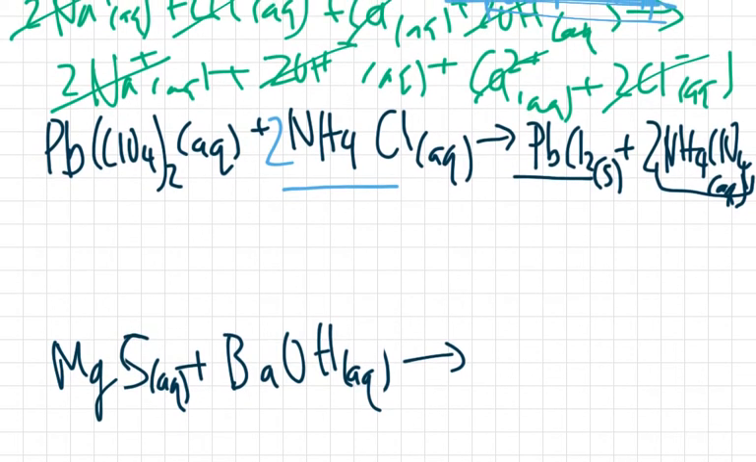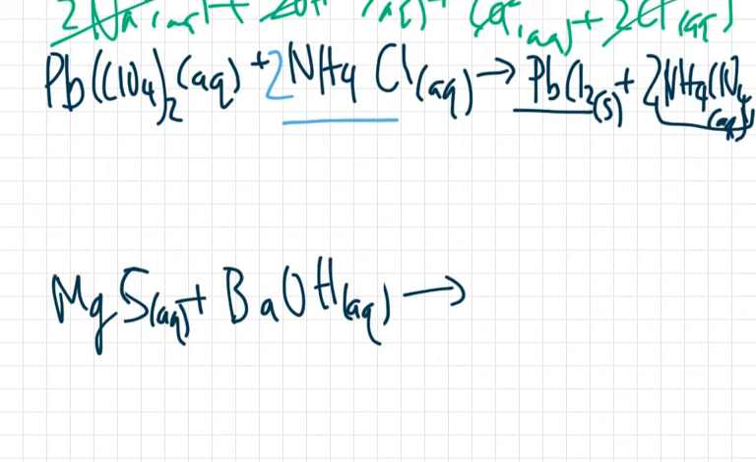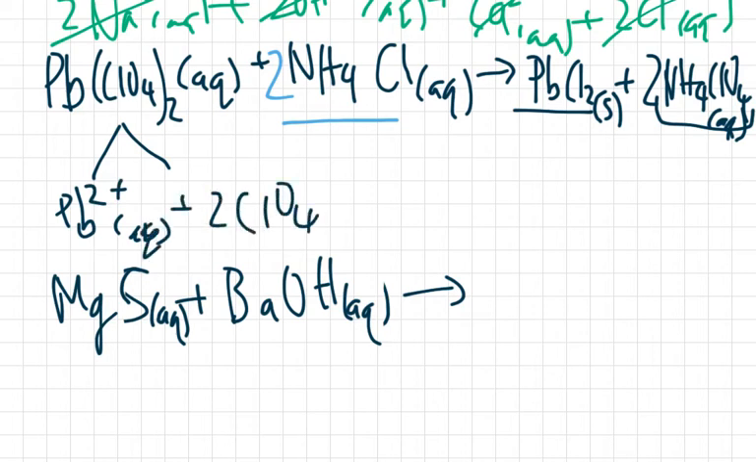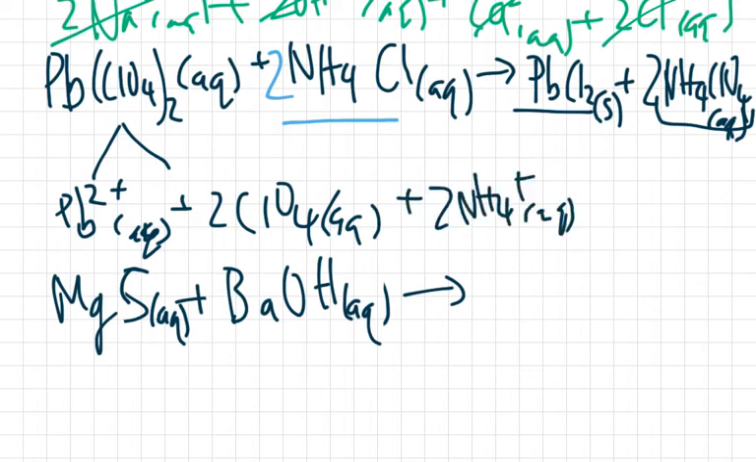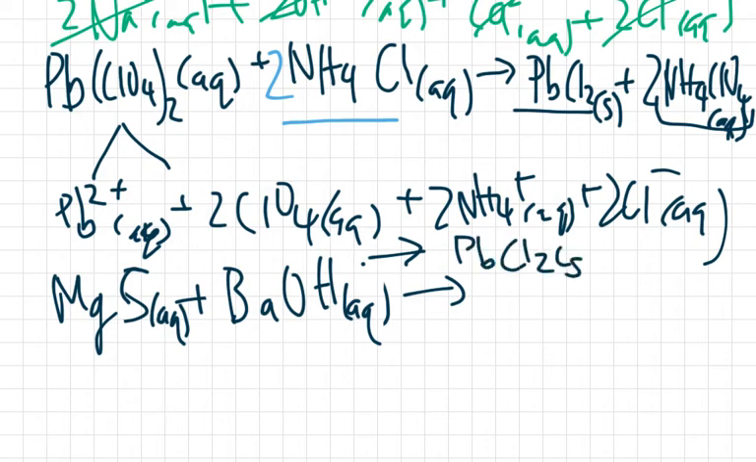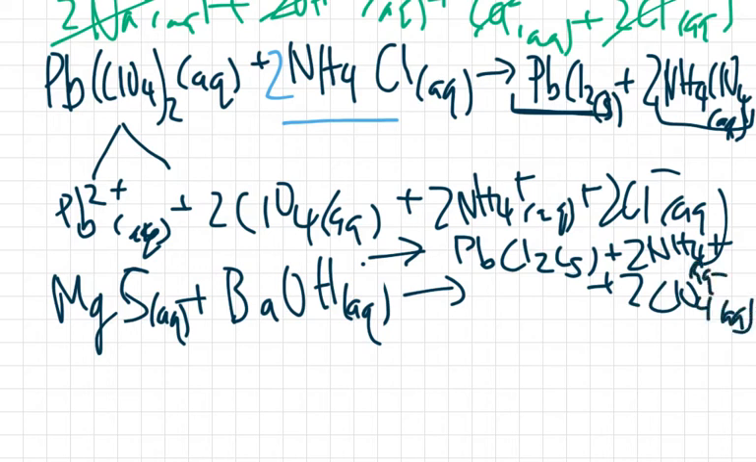So we have to split up our aqueous salts into ions, since that's how they naturally exist in solution, since they are separated most of the time. So Pb2+ aqueous plus 2ClO4- aqueous plus 2NH4+ aqueous plus 2Cl- aqueous will give us, let's see, PbCl2 solid, since we don't separate solids since they're together, and 2NH4+ 2ClO4-, and these two are aqueous, and I forgot to put that.